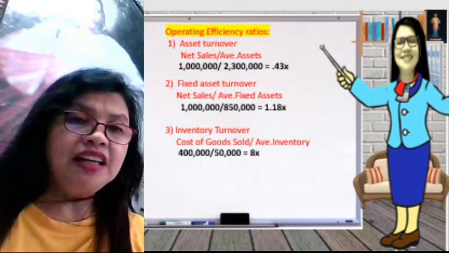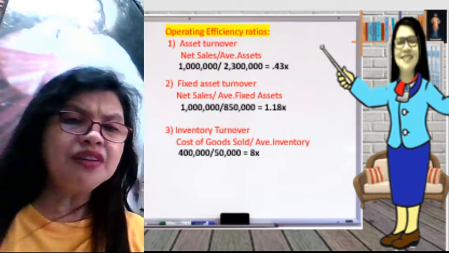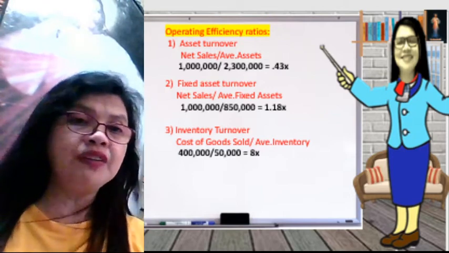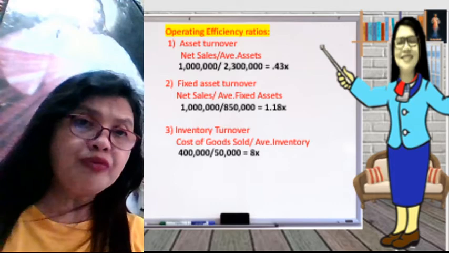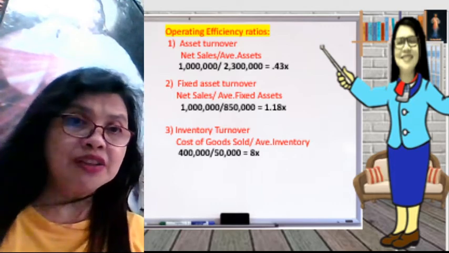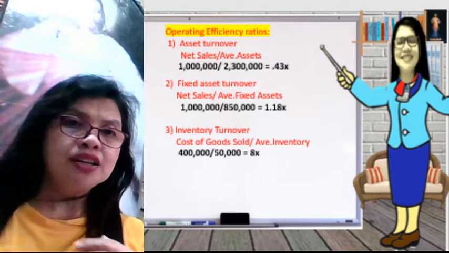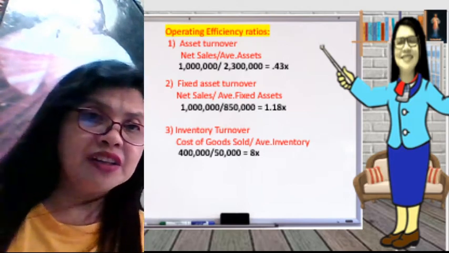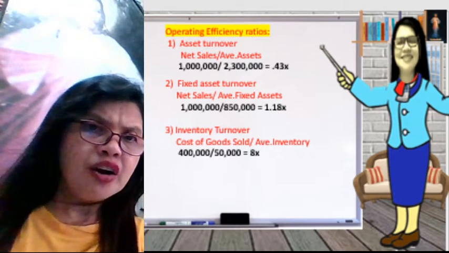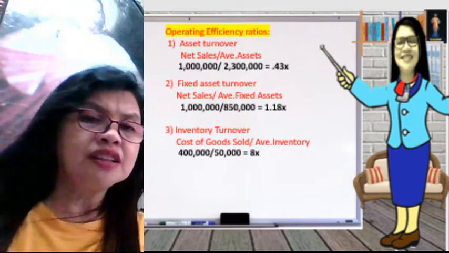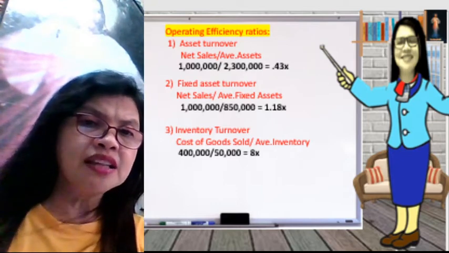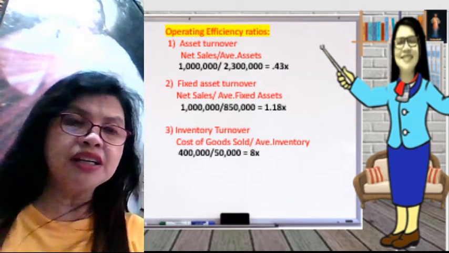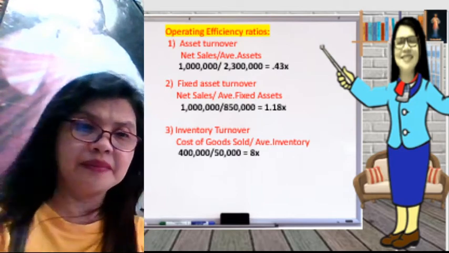Okay. Next, the inventory turnover. The inventory turnover is cost of goods sold divided by the average inventory. This shows how fast you can sell your inventories. How fast do you turn around or sell your inventories per year? In this case, 400,000 cost of goods sold divided by your average inventory gives 8 times. So that means you sell your inventories 8 times a year.